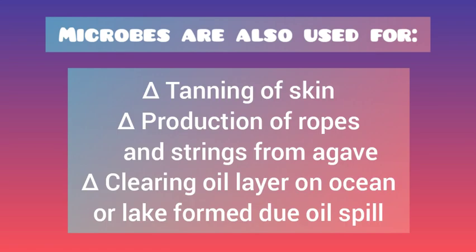Microbes are also used in processes like tanning of skin and production of ropes and strings from agave. Some microbes use oil for their growth. Such microbes are used to clear a layer of oil floating on the surface of an ocean or lake formed due to a leak or spill. To clear an oil slick means to clear the layer of oil on the surface of the ocean or lake.